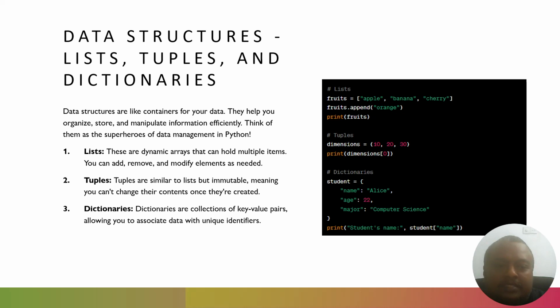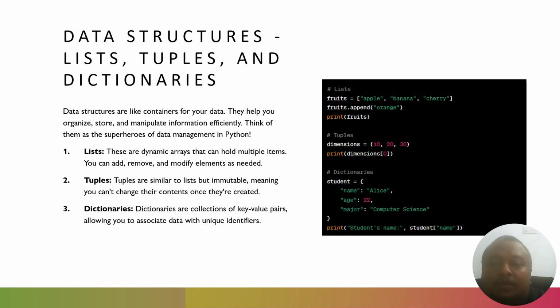The third one is dictionaries. Dictionaries are collections of key value pairs, allowing you to associate data with unique identifiers. In this example, we have defined a dictionary named student and it has key value pairs. The first key is name and the value is Alice. The second key is age and the value is 22. The third key is major and the value is computer science.